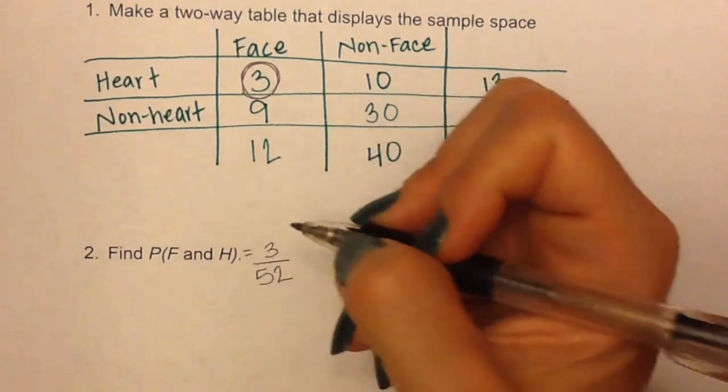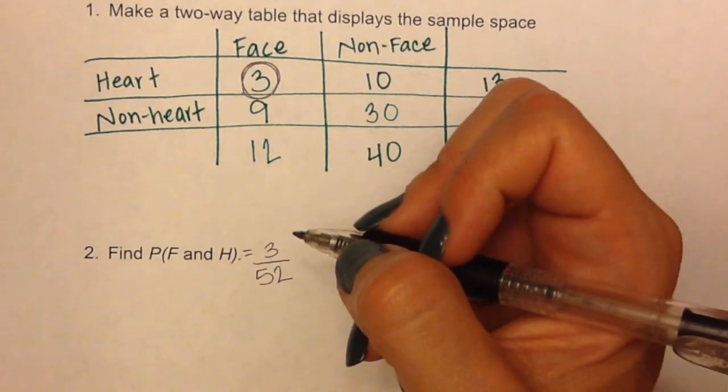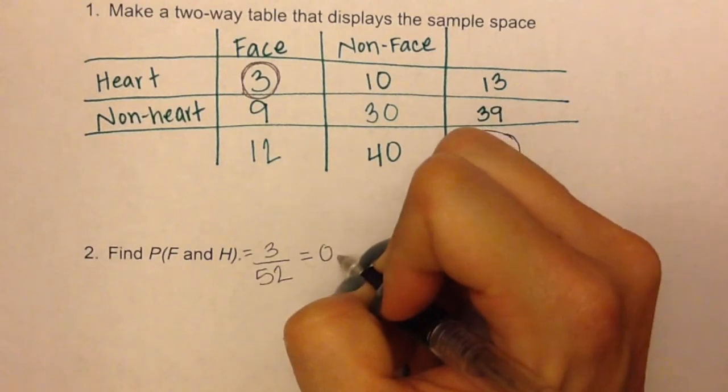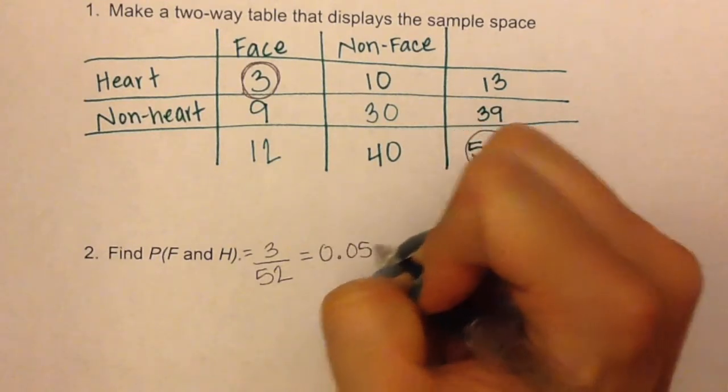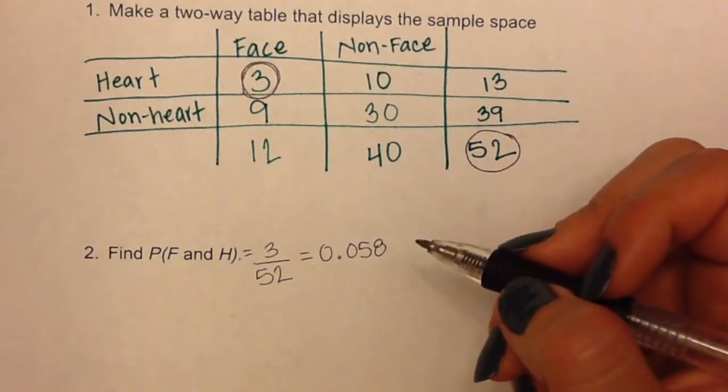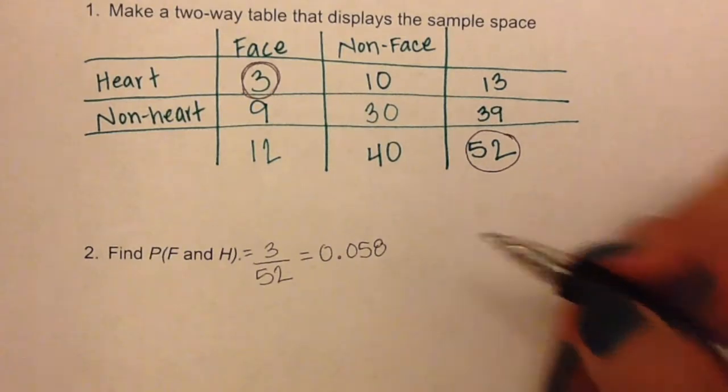You can leave that simply as a fraction, 3 out of 52, or you can put that into a calculator and see that it becomes 0.058. So close to a 6% probability of getting a face card and a heart.